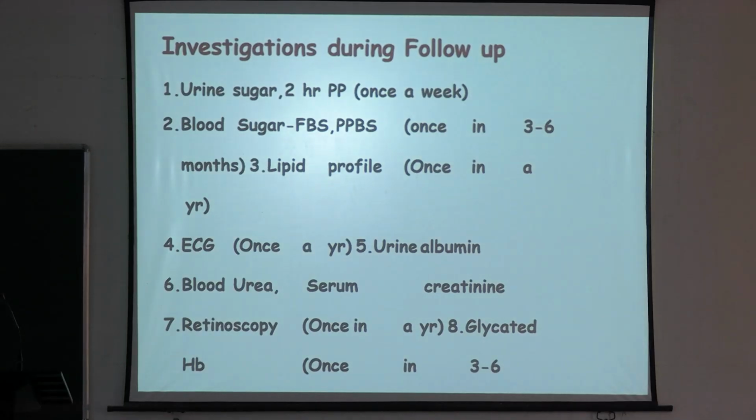So investigations during follow-up: you do a urine and blood sugar, ECG once a year, urine albumin, urea, creatinine, retinoscopy, and glycosylated hemoglobin once in 3 to 6 months. These are the common investigations that you do in a case of diabetes.